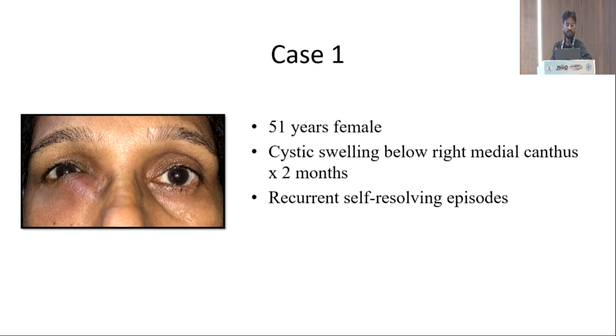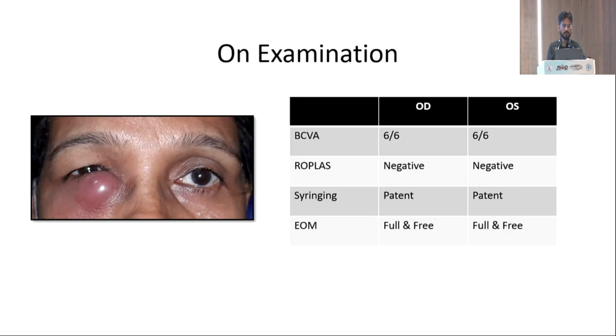So this is a case, a 51-year-old female who presented with a cystic swelling in the medial canthal area, which has been there for around 2 months. The patient gives a history of recurrent self-resolving episodes. When a patient gives such a history, we think it's a nasolacrimal duct obstruction with a mucocele in that area, and the patient has also undergone incision and drainage elsewhere. Then the patient presents after a few weeks with this kind of picture, and of course when we do a Rho+ it's negative, syringing is patent, so it's not a case of nasolacrimal duct obstruction. So we did the same thing, an incision and drainage for the patient.